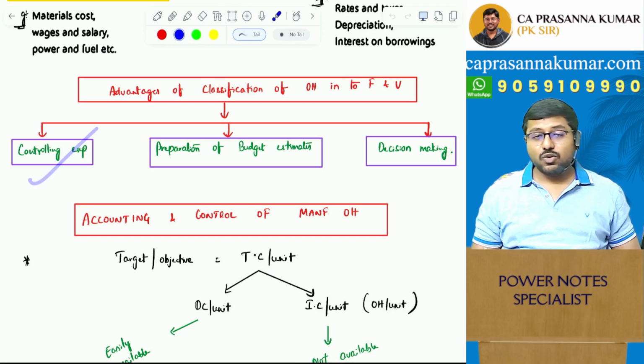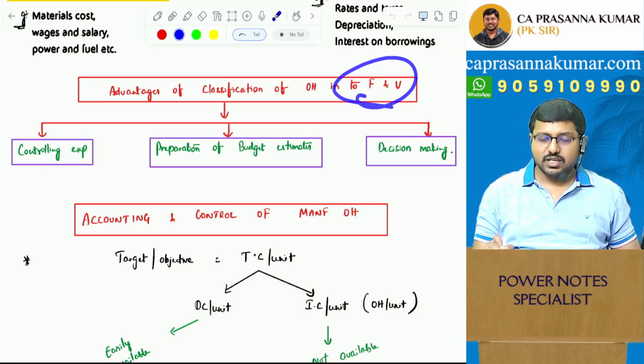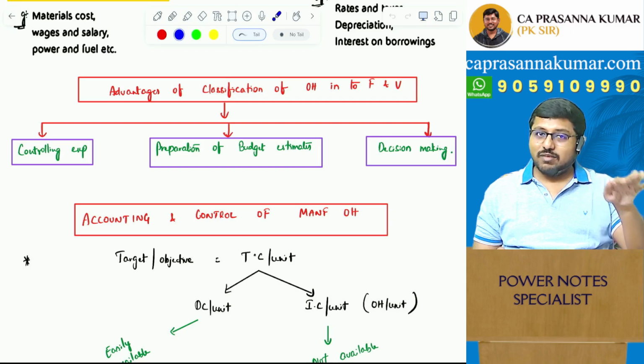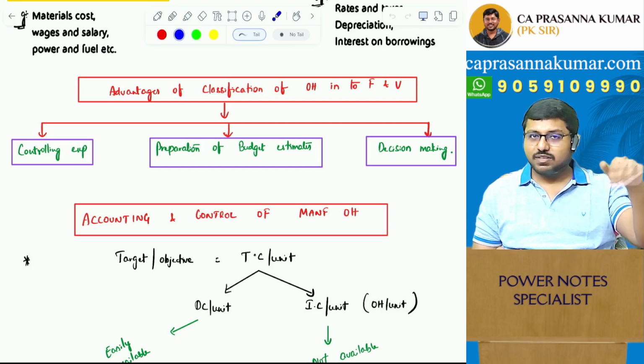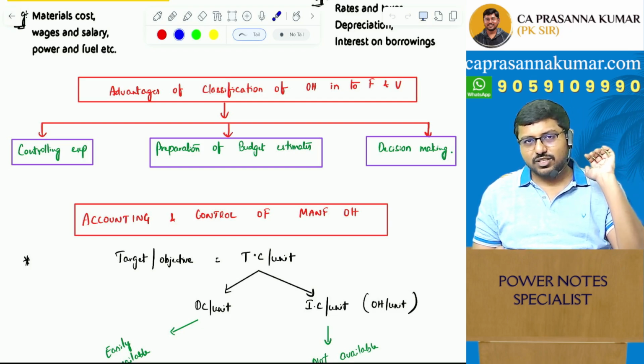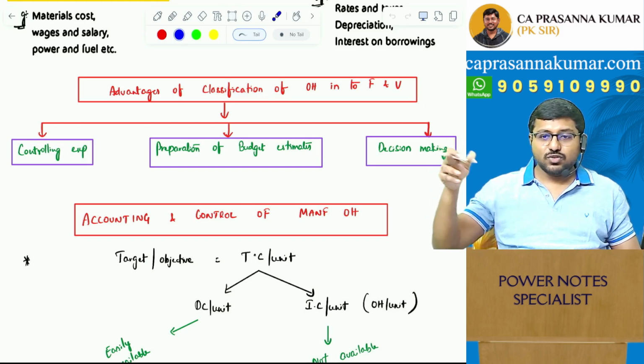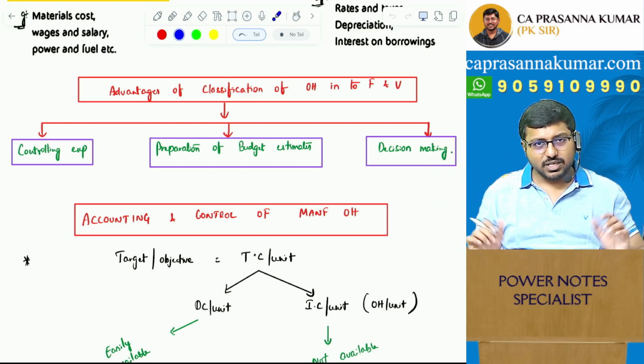One, you can control the expenditure better once you classify, because you know that fixed overheads will anyway remain fixed to some extent. After that, again, it will vary. To some extent, it will remain fixed. Variable will vary proportionately. So based on this understanding, you'll be able to control them better, correct?